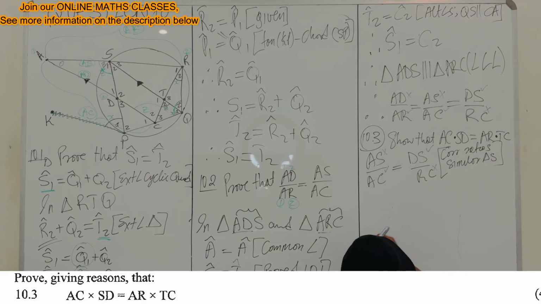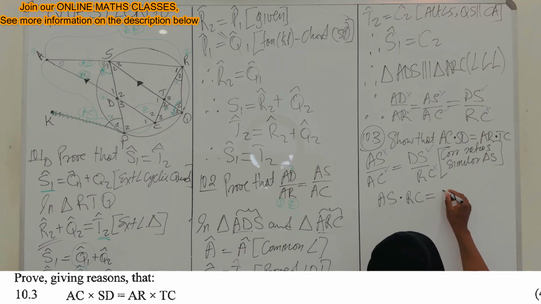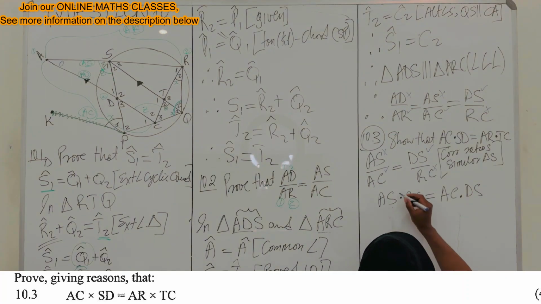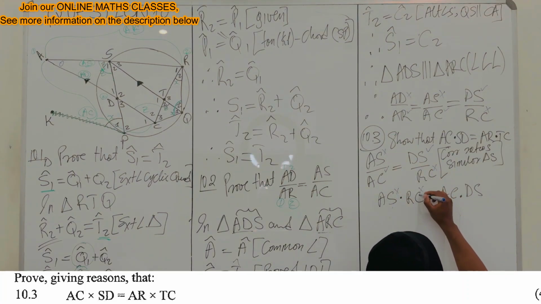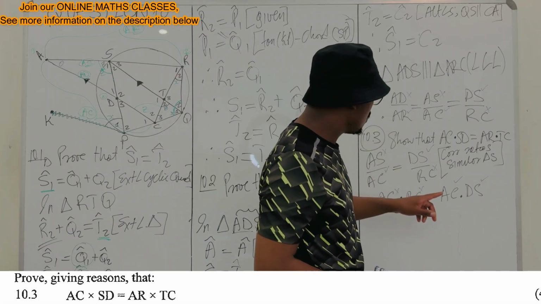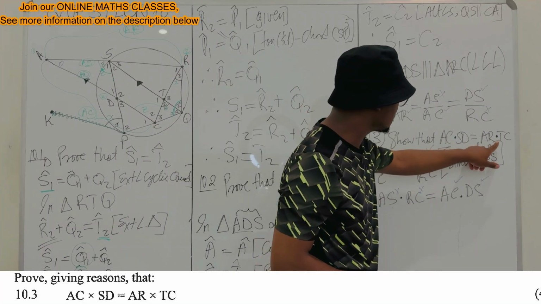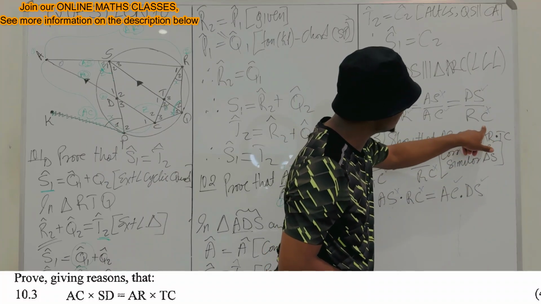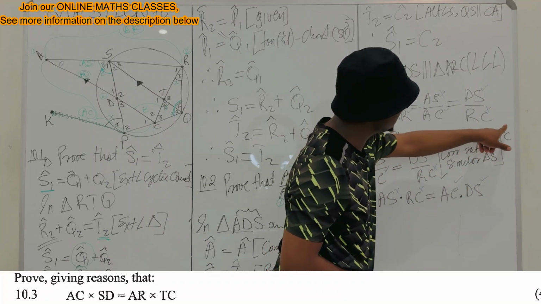This time we'll have AS times RC is equal to AC times DS, right? So both of these guys have to go, you can see, and we like this, we want to keep them. Fine. So if you look at our thing, we want to prove that this is equal to that. This we have is this one.